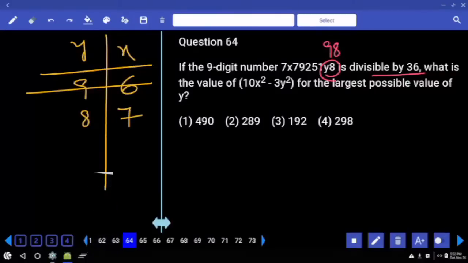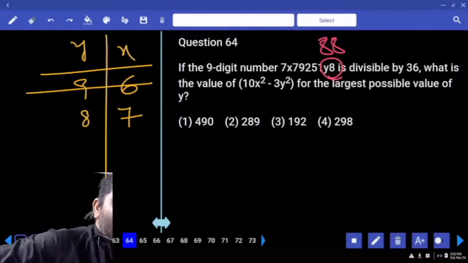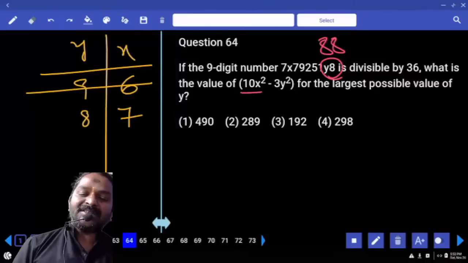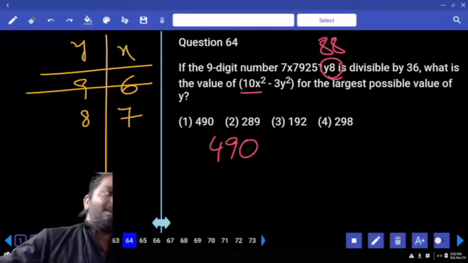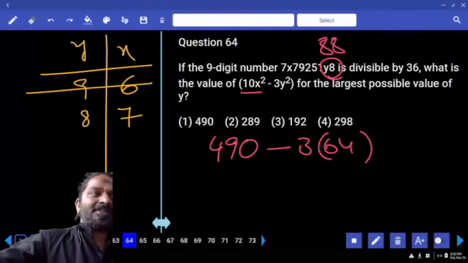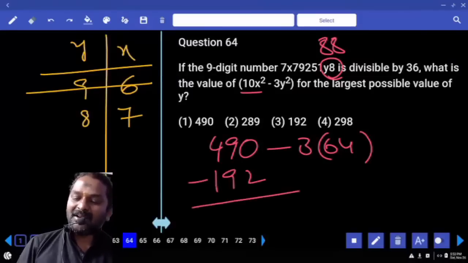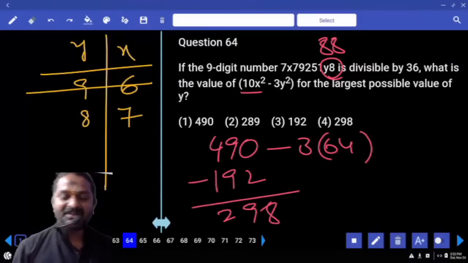Sum is equal to 15. 3 plus x plus y, 9 multiple. If you write y is equal to 8 over there, last 2 digits becomes 88, and the number is divisible by 4 also, right? Now 10 into x square. What is x square? 7 square, 49. 10 times 49, minus 3 into y square, 64. 3 times 64, 192. So from this number, if you subtract 192, the answer is 298, which is our fourth option.